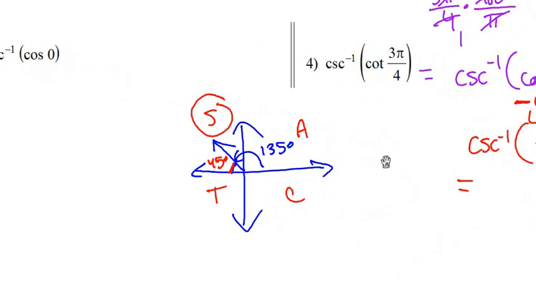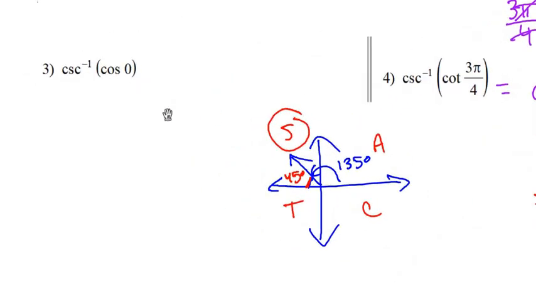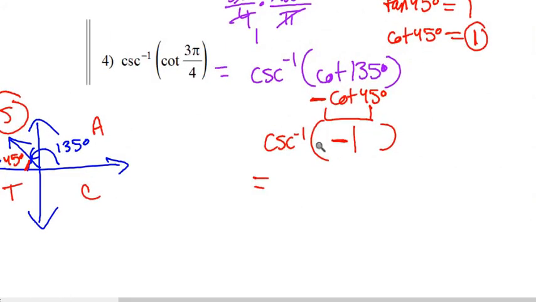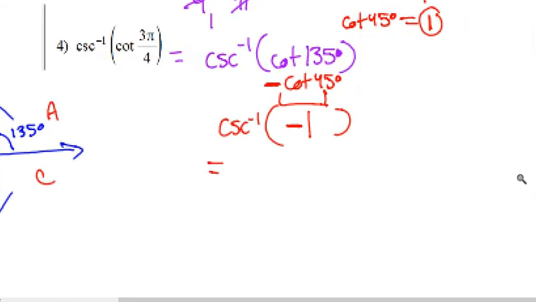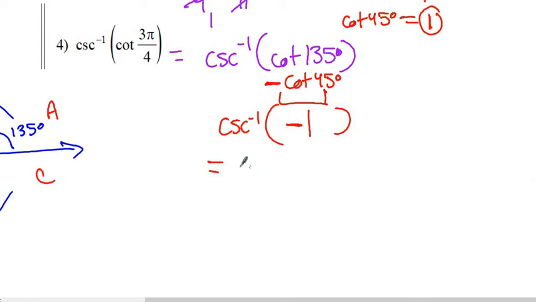Actually, I'm sorry, I erased that. But cosine of 0 was 1 also. Cosecant of 0, I'm sorry, was negative 1. So it's almost the same. Cosecant of negative 1. Remember, we can do this by finding the inverse sine, because if I were to flip that negative 1 over, I would still get negative 1.